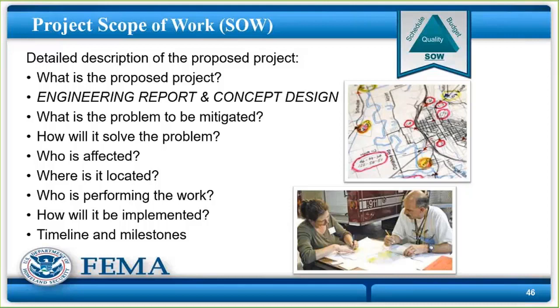What is the problem to be mitigated? Okay, that's pretty straightforward. We flood. We flood pretty often. We flood pretty deep. But that needs to be explained. What's the source of flooding? How often does it happen?